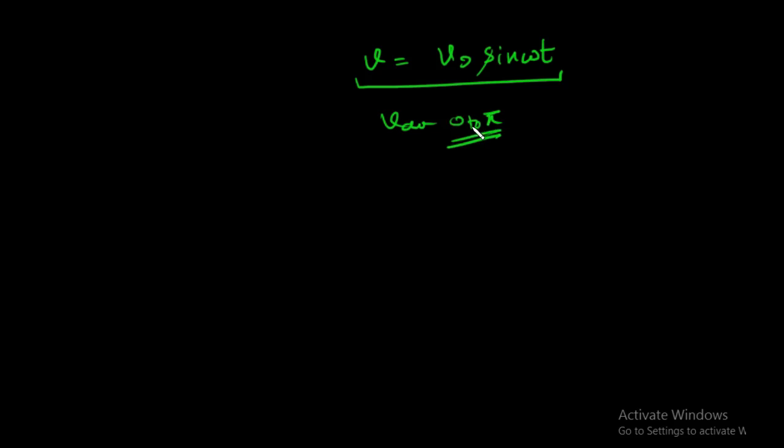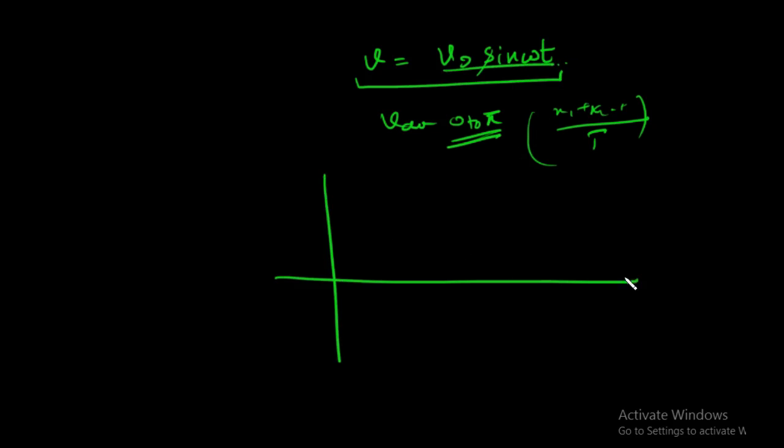Alright, so in this kind of question you cannot be discrete. For example, you cannot add up small distances x1, x2, x3 and then divide by total time, because this is a continuous function, this is not a discrete function. Sine is a continuous function. If we plot v versus omega t, this is obviously a continuous function like this.